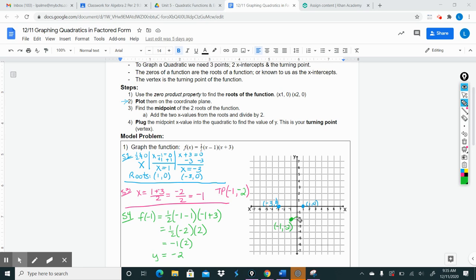That's our vertex. And you go ahead and make your graph here. And that is your parabola. Don't forget the arrows at the end because we know the parabola continues to go on forever with no stopping it.